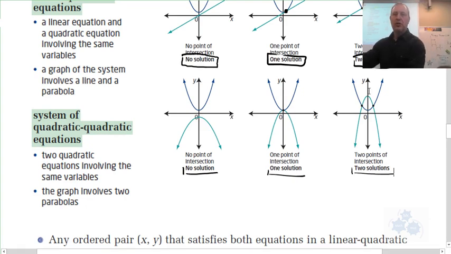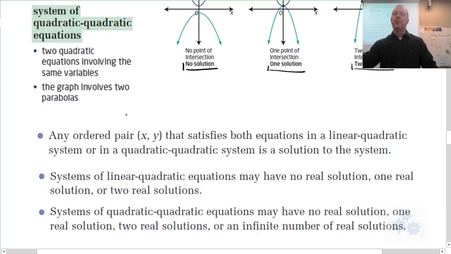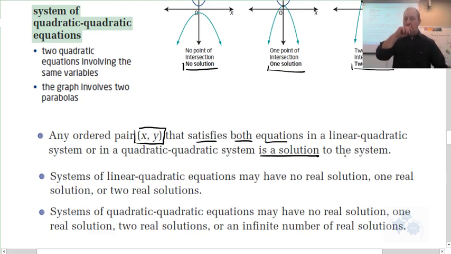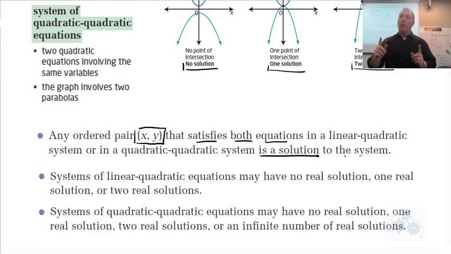So just a couple notes here as we've talked about. Any ordered pair, so that is any point x, y, that satisfies both equations in any kind of system, linear quadratic or linear or quadratic, is a solution to the system. So a point that satisfies both equations, or graphically, if you think about it as a graph, the points where they intersect, wherever they cross, those are solutions to that system.